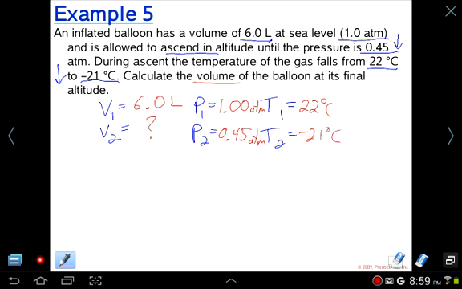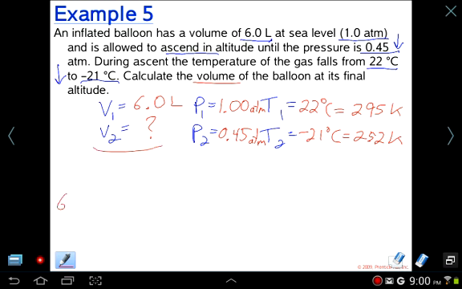Recall that we have to convert our temperatures into Kelvin, so we're going to add 273, and this gives us 295 Kelvin. And this gives us, if we subtract 21 from 273, technically we get ourselves 262, 252, I'm sorry. 252 Kelvin for temperatures. And then again, let's begin with volume, our unknown.